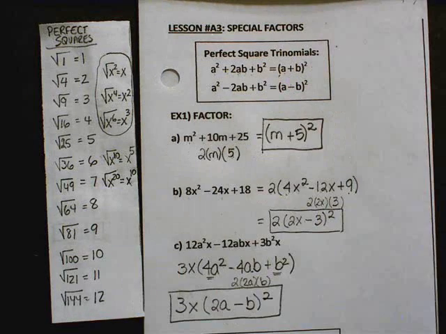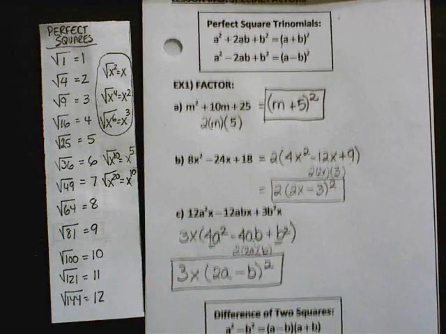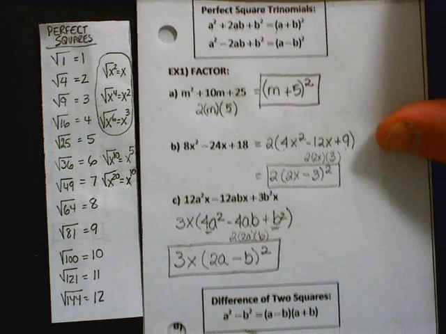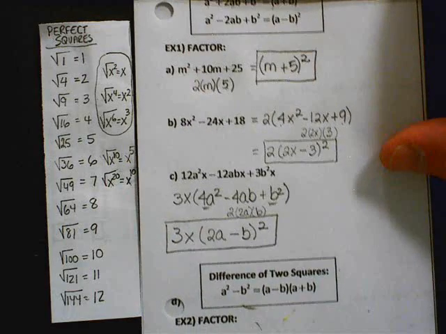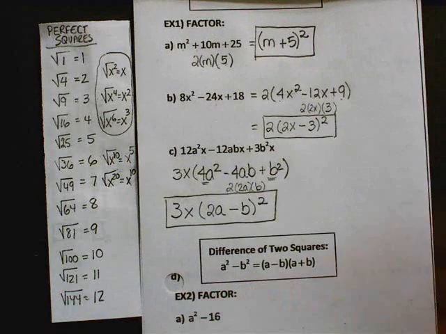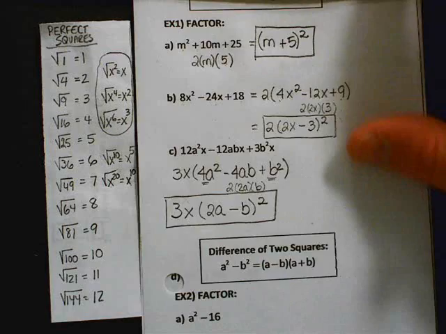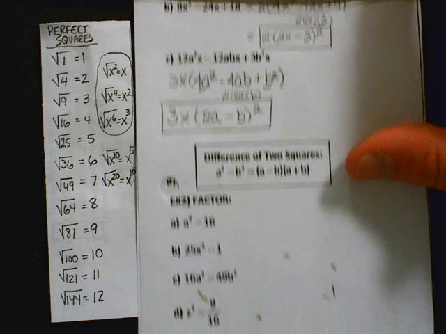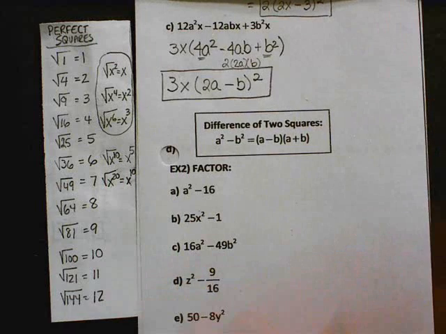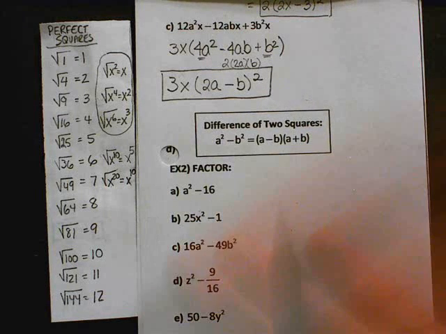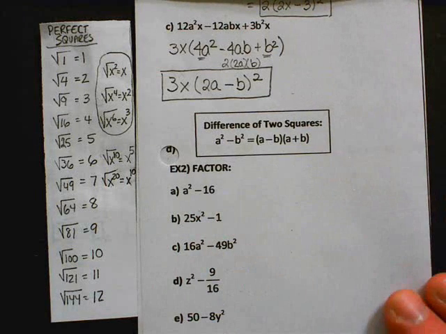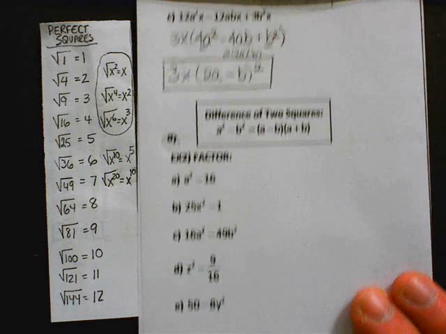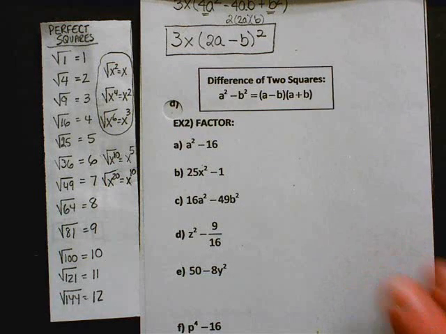Alright, so that is one of the rules for special factors. Now let's look at another rule. The other rule is the difference of two squares. So let's bring it to view here. Alright, let me clean this up. There's a lot of erasers here. Alright, so now we're going to talk about the difference of two squares.